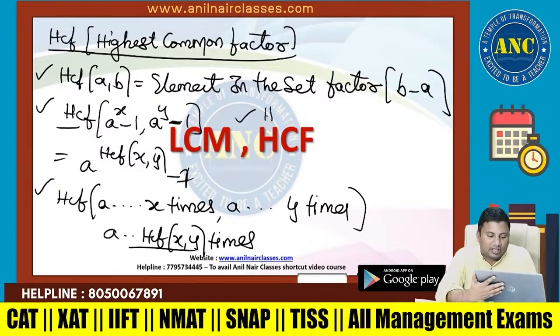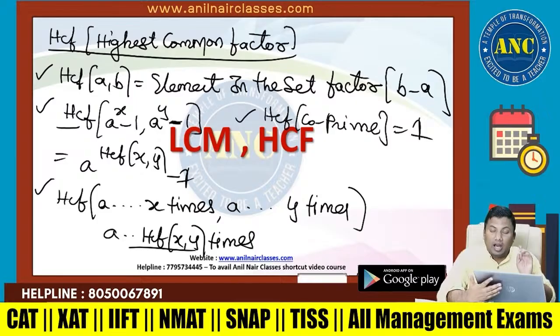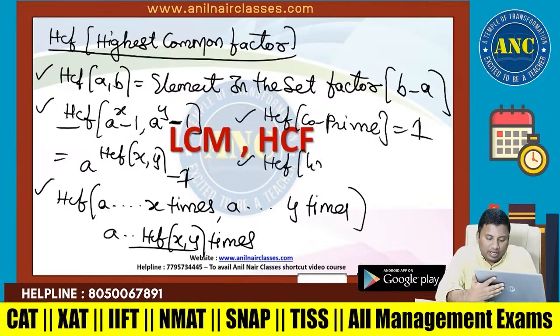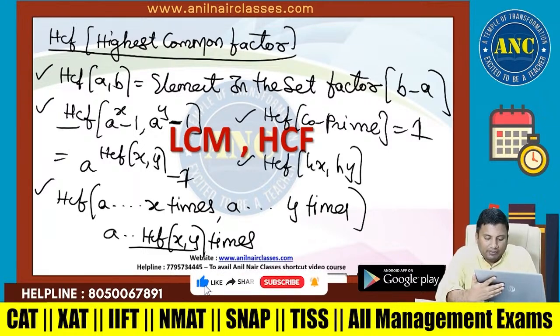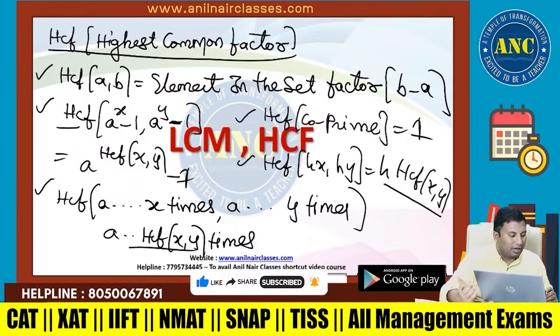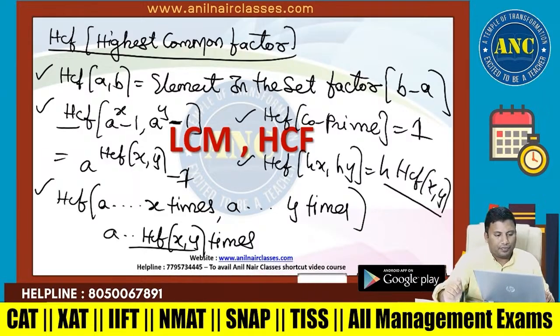Then we discussed HCF of co-prime numbers is 1. Another few important concept, HCF of Hx comma Hy. If H is common, it is H into HCF of x comma y. These are some of the concepts which we discussed.